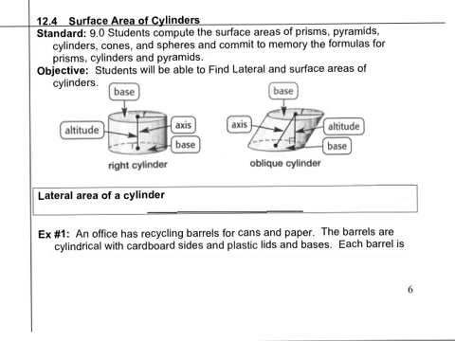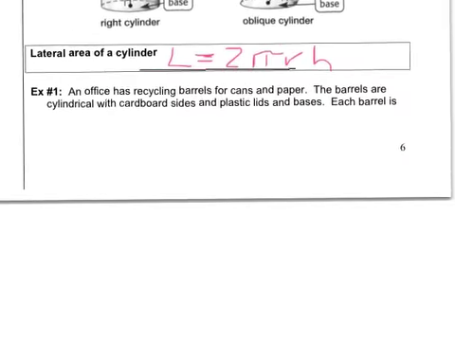Alright, well, what is the lateral area of a cylinder? If we were to imagine unrolling this cylinder, it would create a rectangle. The base of that rectangle would be the circumference of the cylinder. The circumference is 2 pi r. And if we do base times height, we would just do 2 pi r times height. And that's it. That's the lateral area.